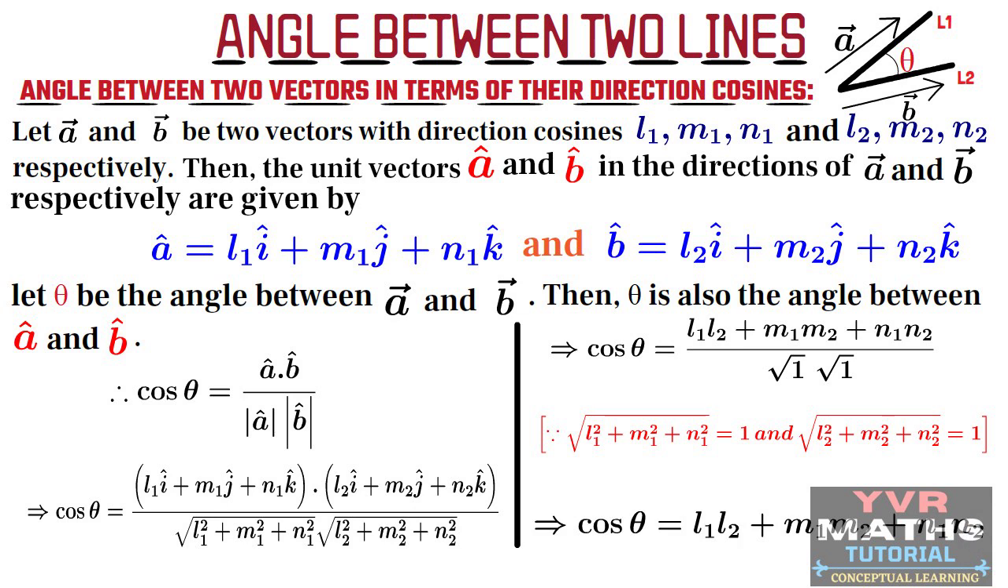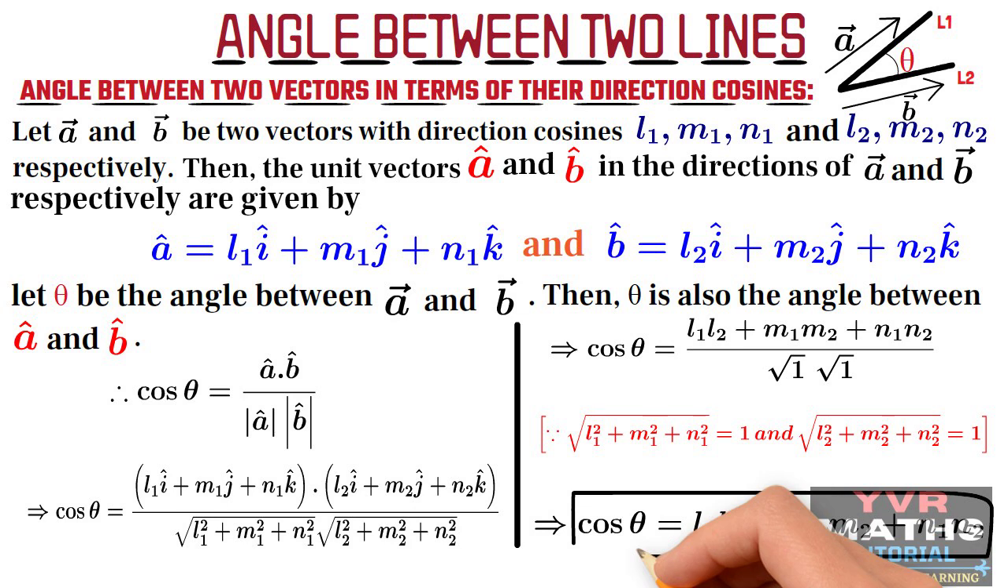Therefore finally, what is the formula we got? Cos theta is equal to L1 L2 plus M1 M2 plus N1 N2. So this is the formula to find the angle between two lines if we know the direction cosines of the given lines. Now we will discuss two special cases.